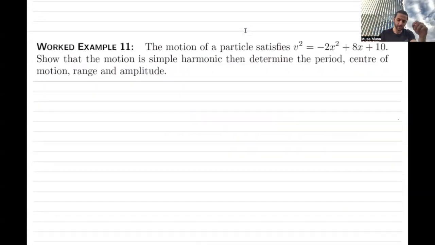What's this question here? The motion of a particle satisfies v squared equals minus 2x squared plus 8x plus 10. Show that the motion is simple harmonic motion, then determine the period, the center of motion, the range, and the amplitude. Okay, I'm going to do this in 2 different methods. Oh, unfortunately, you got to show this one. That's what sucks. Okay, I'll show you both, and we can figure this out.